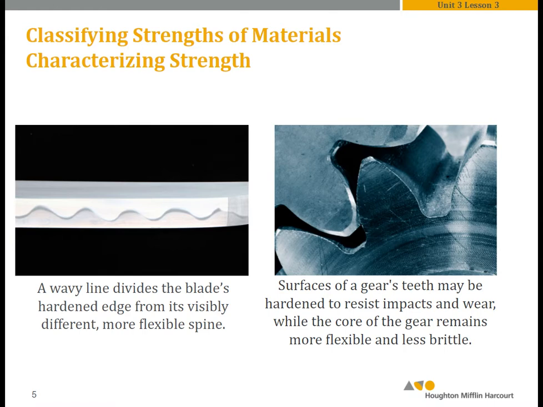brittle steel, and then make the body of the blade out of the more flexible steel, so that it can flex and bend and absorb some of the impact experienced by the hard edge. And what we see here in the first picture is the division between the hard edge and the more flexible spine. On a gear, you can also harden the teeth of a gear.